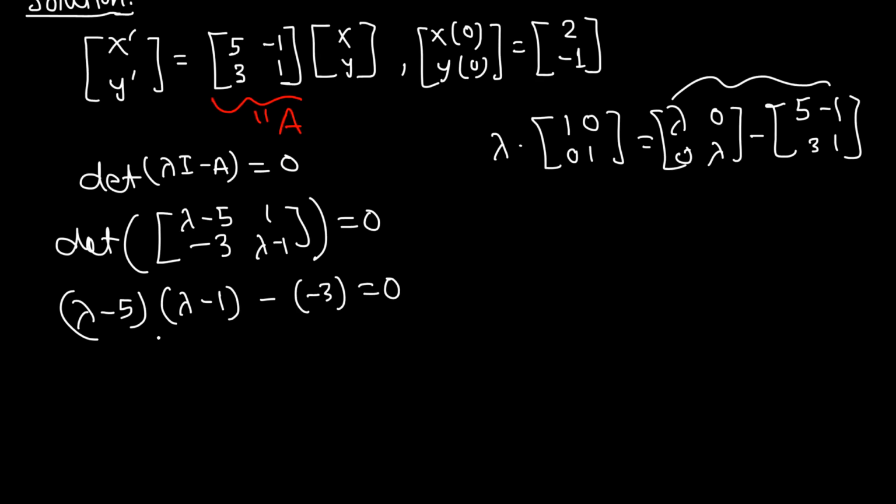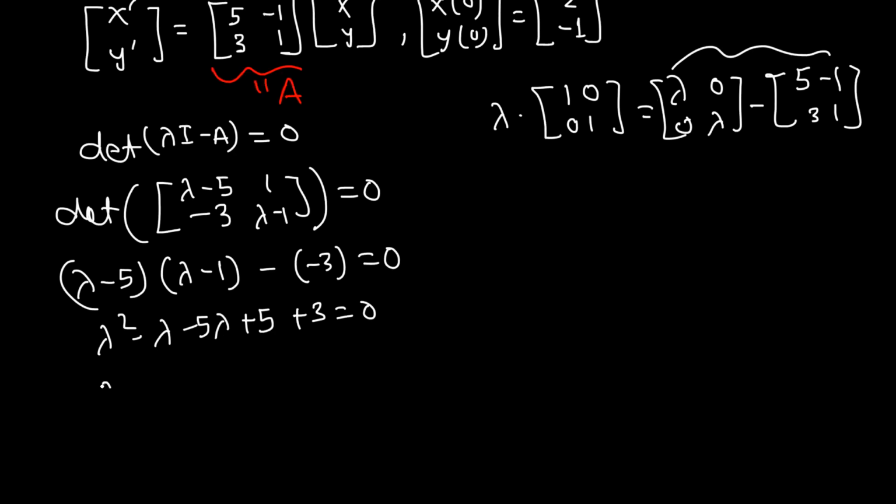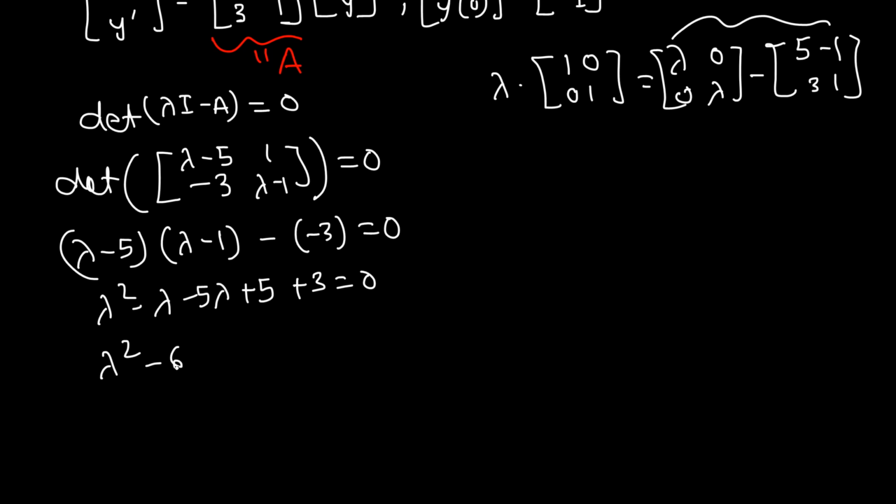Okay, so FOIL, just multiply these two factors: lambda squared minus 1 lambda minus 5 lambda plus 5, minus negative 3, plus 3, equals 0. So lambda squared minus 6 lambda plus 5 plus 3, plus 8, equals 0. It has to be 0, okay, on the right hand side.